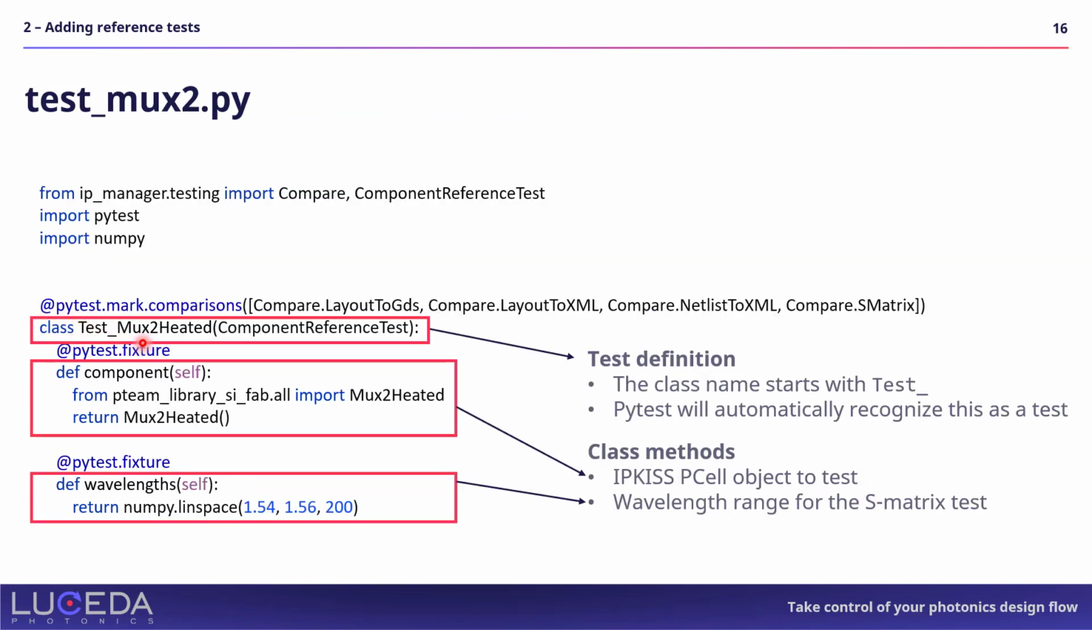To actually define the test, we define a class called test underscore mux2 heated. As you can see, the class name starts with test underscore. PyTest will automatically recognize this as a test. Inside the class, we define class methods. The first one is component, where we specify which object we want to test. In our case, it is the MUX2 heated, which is imported from the pteam library scifab. Afterwards, we define the wavelength range for the S-matrix test.